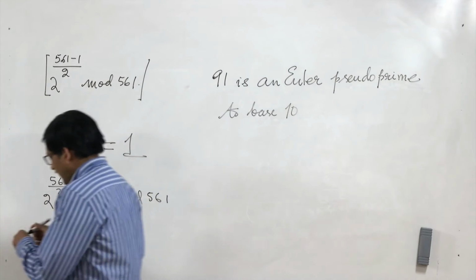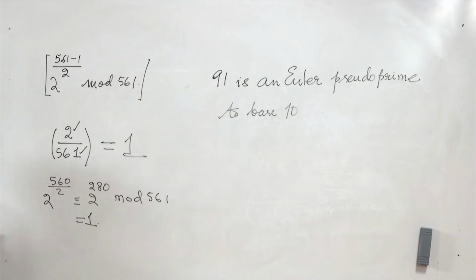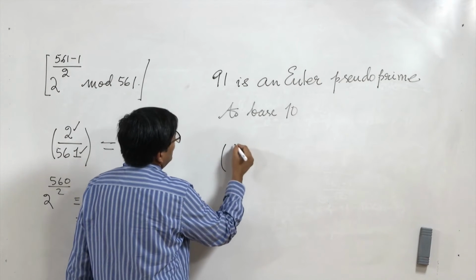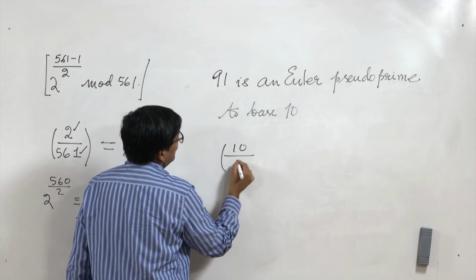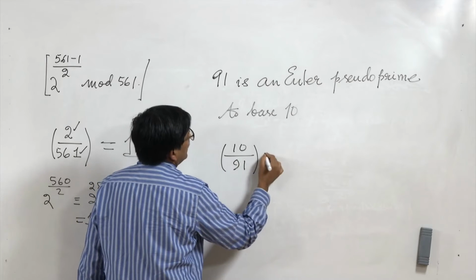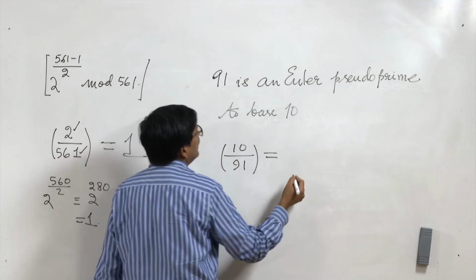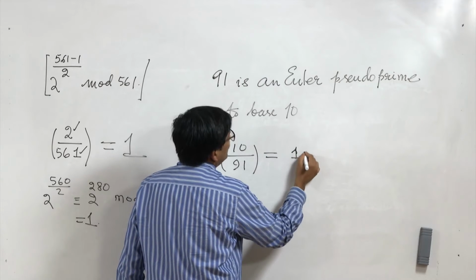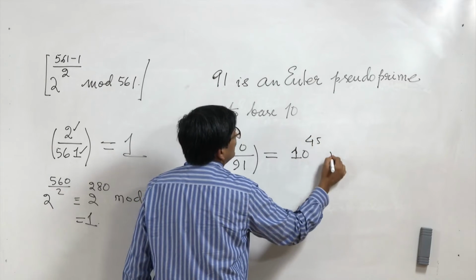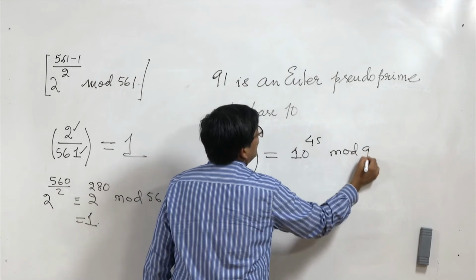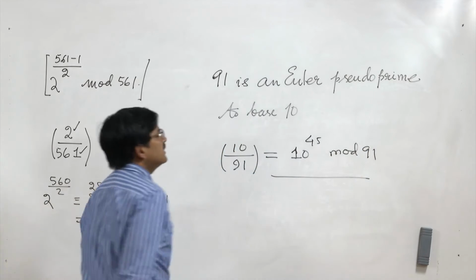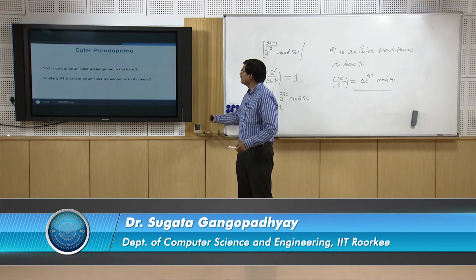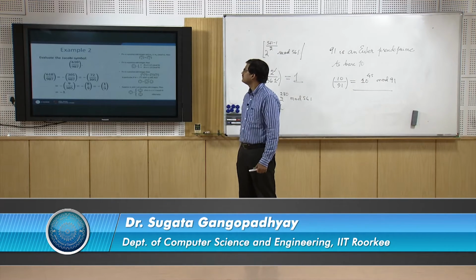Because you can check that 10 by 91 is equal to 10 to the power 45 modulo 91. This is something that we have done in our lectures.